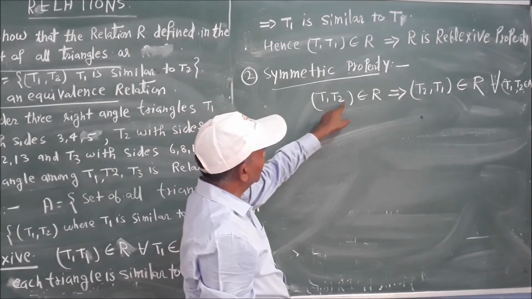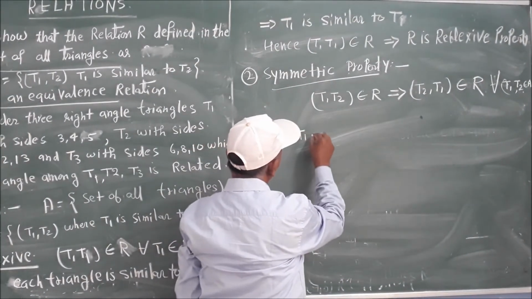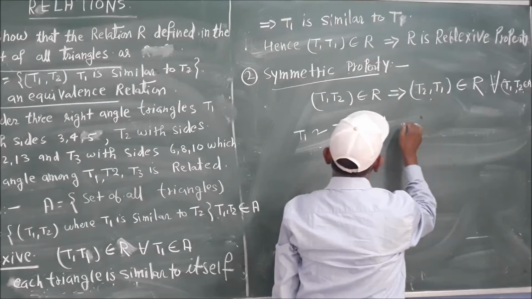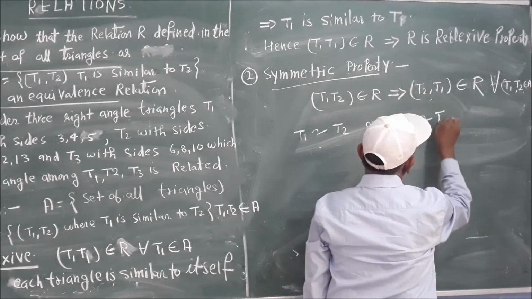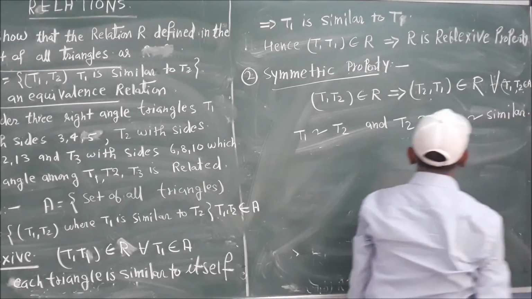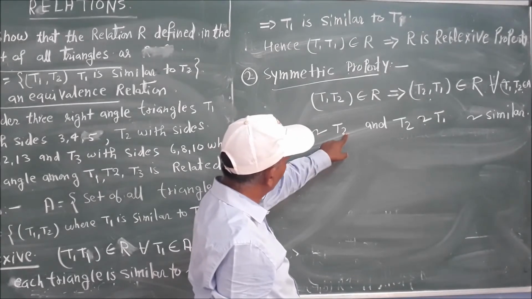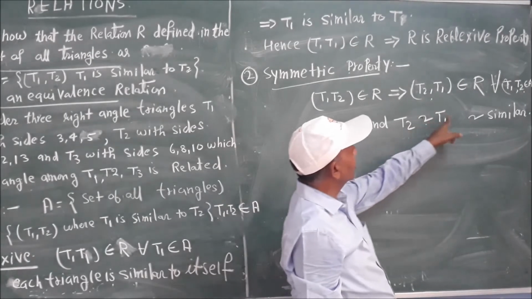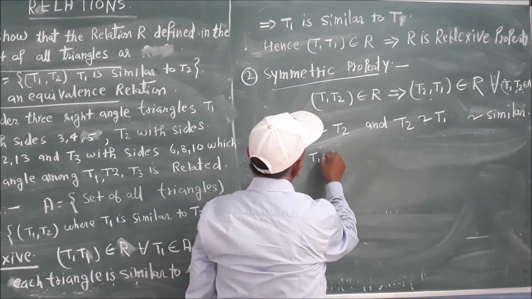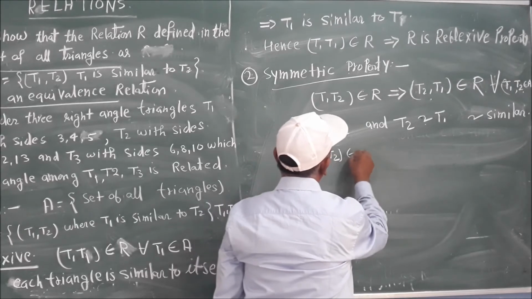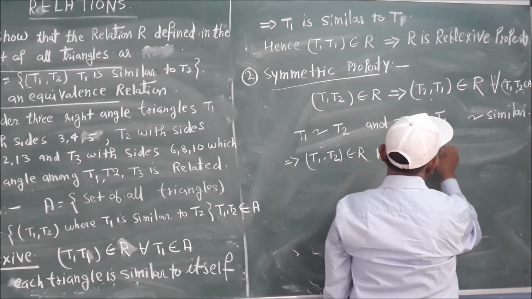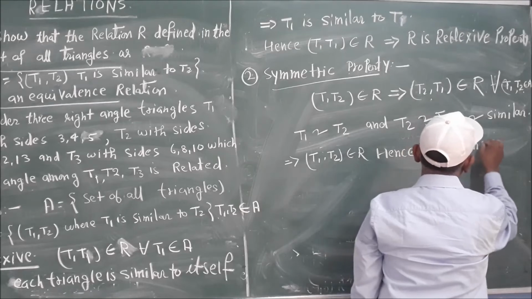So what is the meaning of (T1, T2) belongs to R? This means T1 is similar to T2, and it also means T2 is similar to T1. This notation stands for similar. Here I have written T1 is similar to T2 and T2 is similar to T1. So what is its meaning? This implies (T2, T1) belongs to R, hence R is symmetric. R follows the symmetric property.